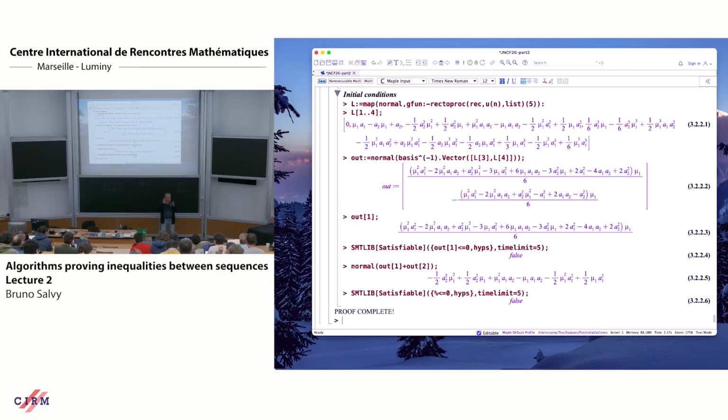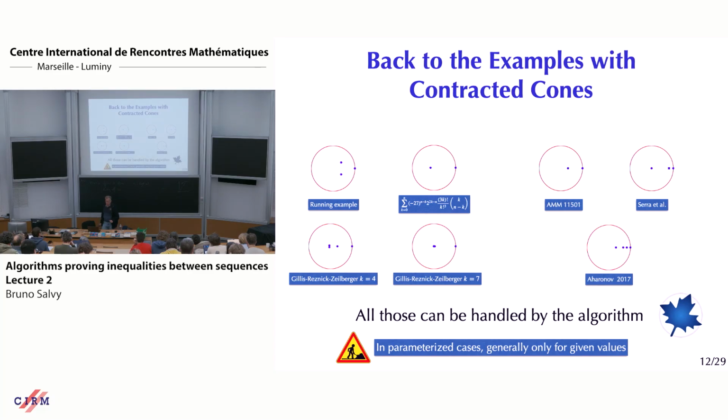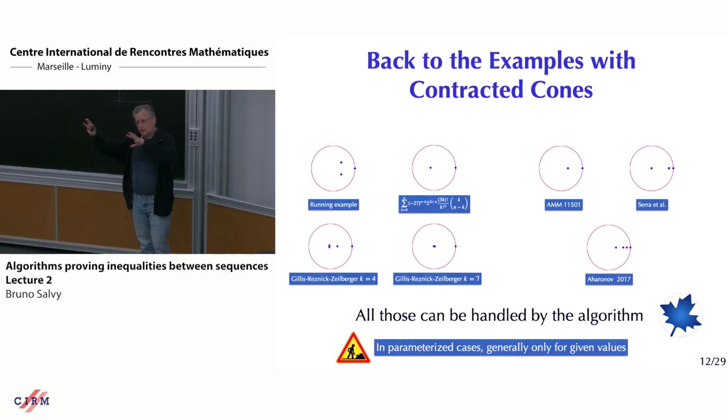But there was this black magic of finding an appropriate cone. So the conclusion is contracted cones with no parameters were good. With parameters, it's still very much terra incognita.